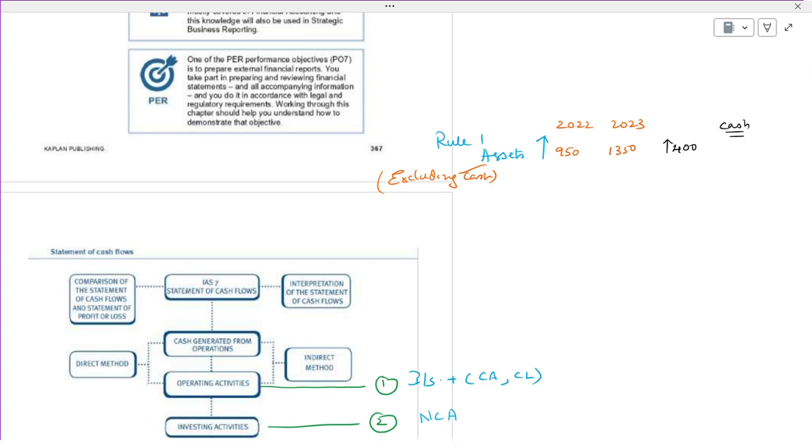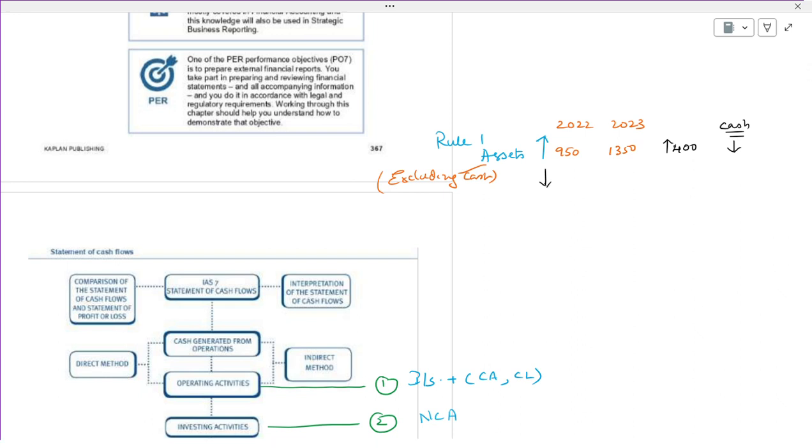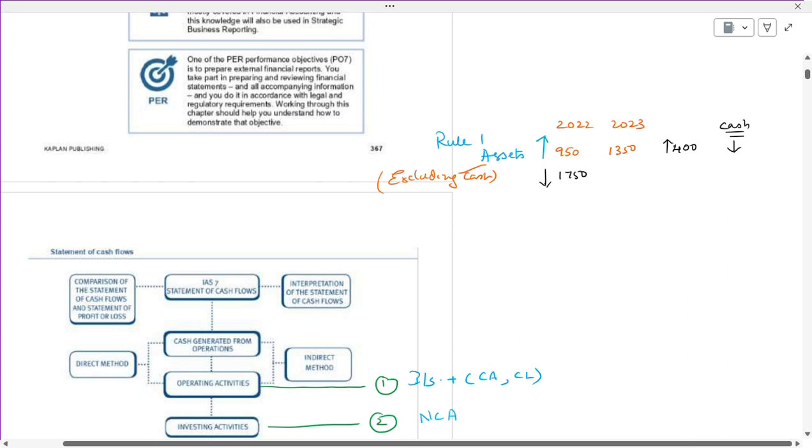When an asset increases, for example you are purchasing a car, the car will increase but cash will decrease. When an asset decreases, say the asset is 1750 and you have sold the asset down to 1600, the asset decreases by 150. What will happen to cash? Cash will increase.